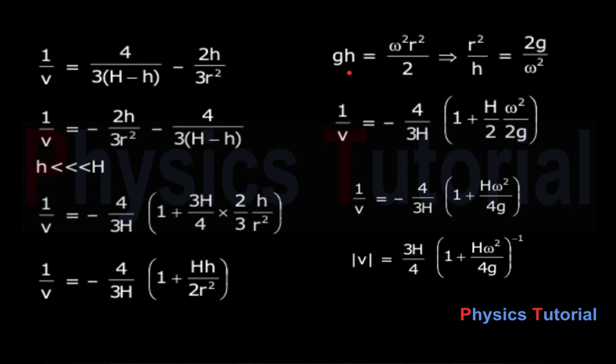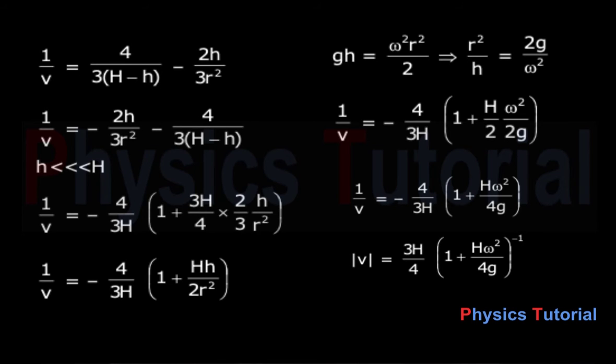Here gh is equal to omega square r square by 2. So r square by h is equal to 2g by omega square, you can apply over here and substitute, because omega angular velocity is also given. So mod v is equal to 3h by 4 (1 plus h omega square by 4g) to the power minus 1. So here if you see, then C option is correct.